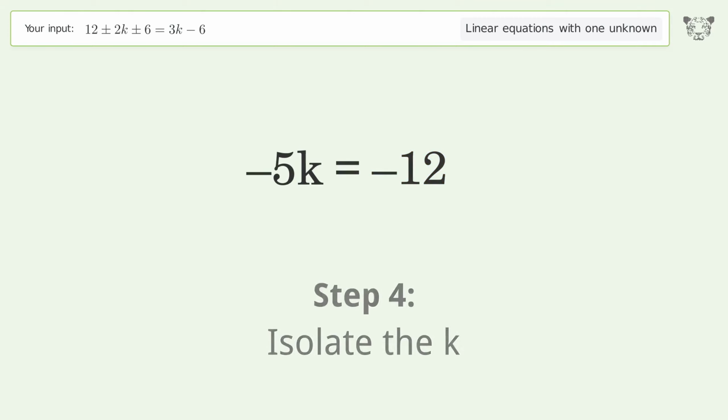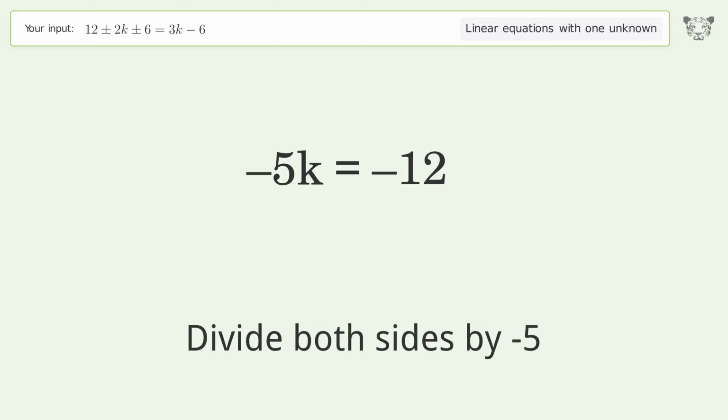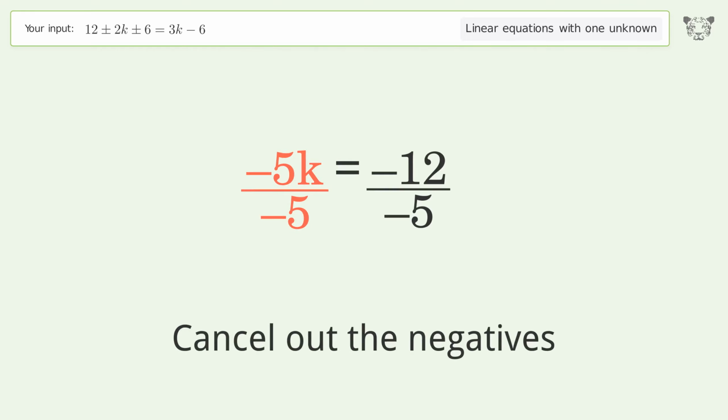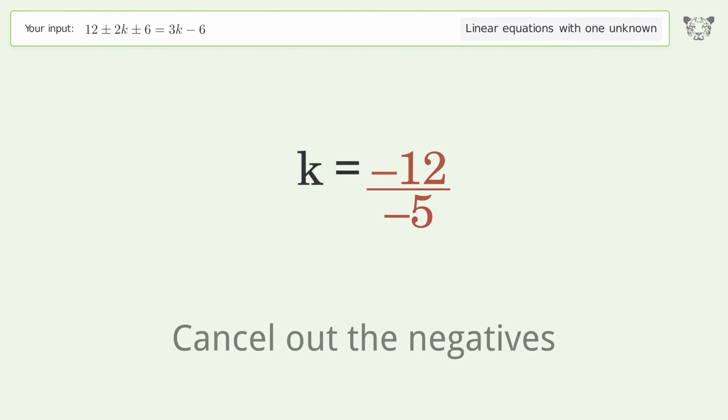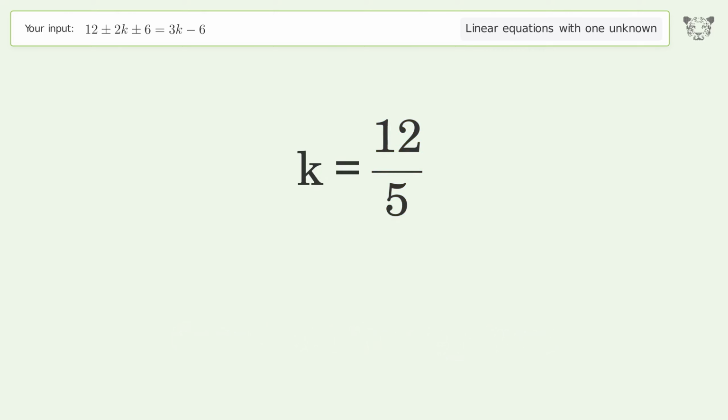Isolate the k. Divide both sides by -5. Cancel out the negatives. Simplify the fraction. Cancel out the negatives. And so the final result is k equals 12 over 5.